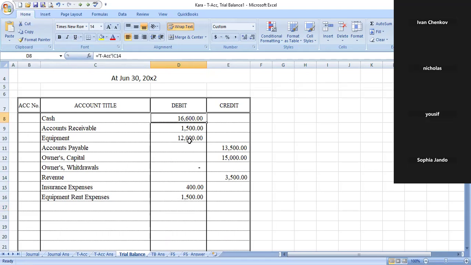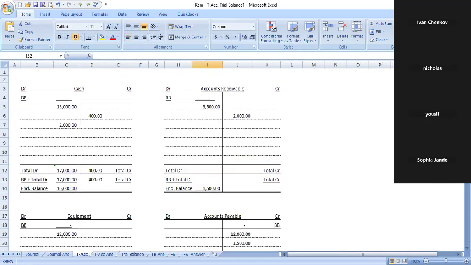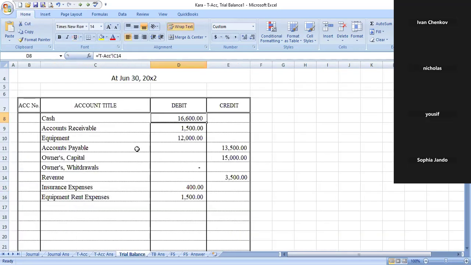If you want to see from where this 16,600 goes, then you have to open the journal ledger, go to the ledger for the account cash, and see what's happened in cash. And you're going to see my beginning cash was 0. Then owner invested $15,000. Then I pay for the insurance $400. Then I collect $2,000 from accounts receivables. So in total, cash coming in was $17,000. Cash going out $400. So my balance is $16,600. And you can see it on your trial balance.